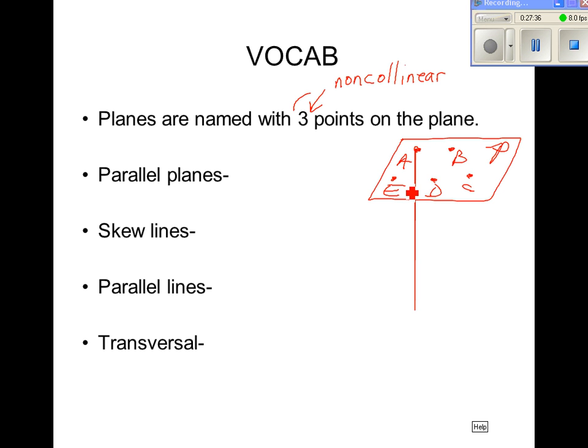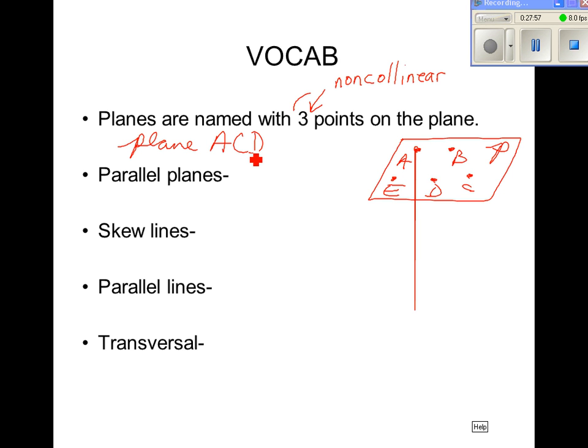ABE. ABD would work. Give me another one. CBA. Give me another one. EDC. All those would be ways to name that plane. Now, when you name it, you've got to write the word plane, ABD. All right, there is no symbol for plane, so you've got to write out the word.